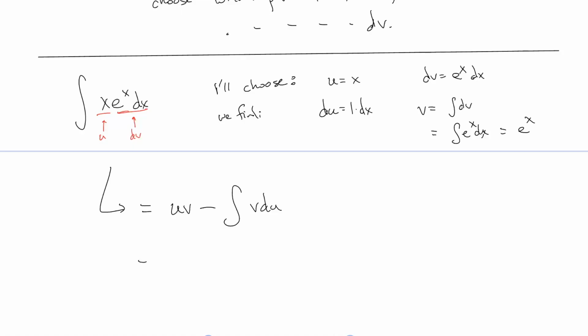So u is x, v is e to the x, it's right here. So we get x times e to the x, minus the integral of v, which is e to the x, times du, which is 1 dx. Would you mind if I just say dx? Like that. All right, this is what we get after plugging into the integration by parts formula.